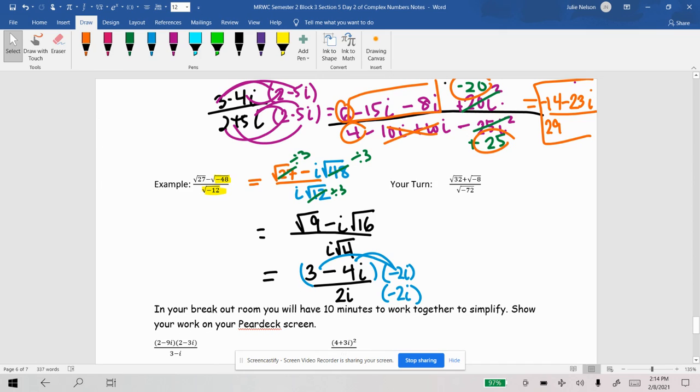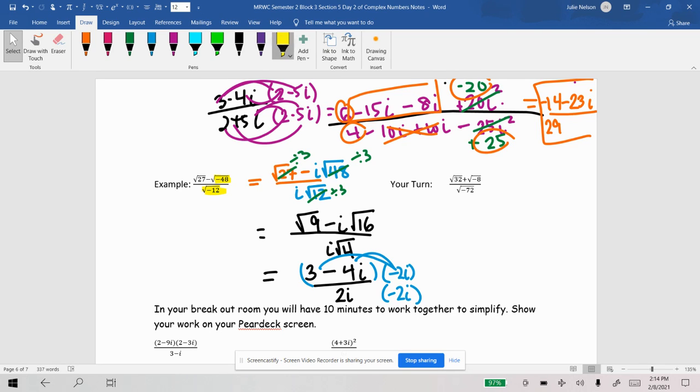Now take a look at this one right here on the right. The square root of 32 plus the square root of negative 8, all divided by the square root of negative 72. Sorry, that's my son in the background currently dropping his toys.